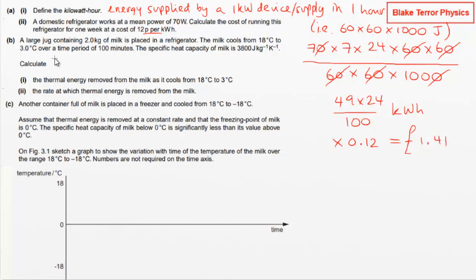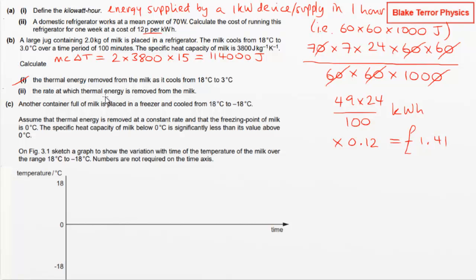Right, so that is going to be mcΔT. So that is 2 multiplied by 3800 multiplied by the change in temperature, which is 15 degrees. So that comes out at 114,000 joules. So 114 kilojoules, however you want to put it, doesn't really matter.